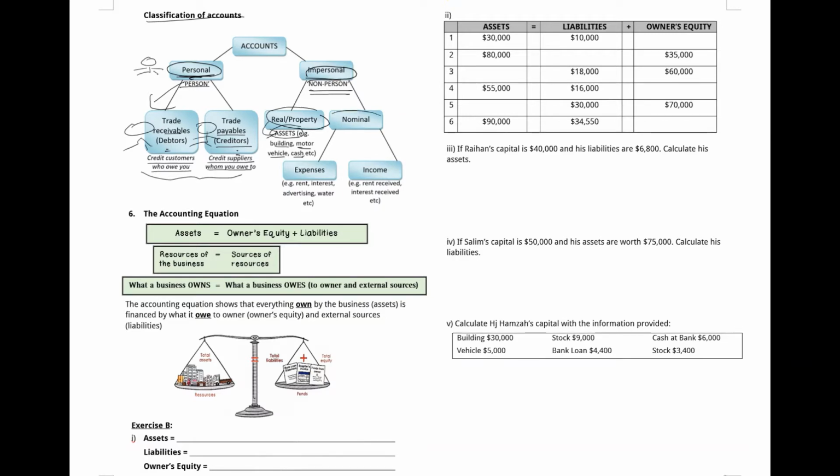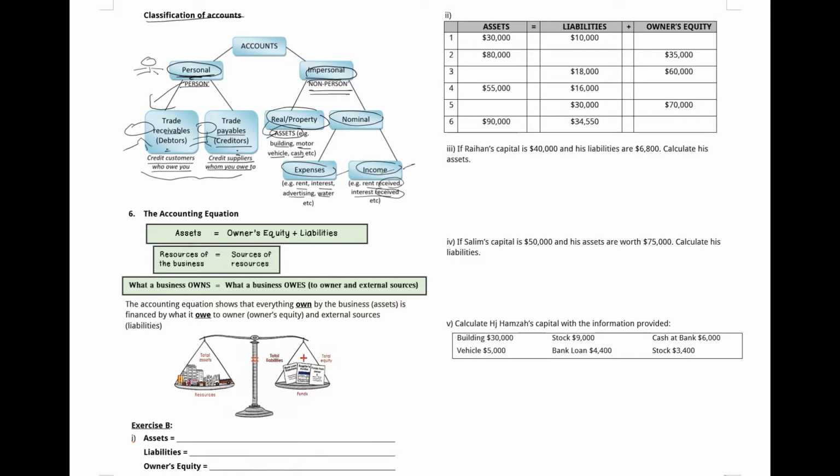Impersonal, nominal. Nominal can be divided into expenses and income. As we have already learned previously, expenses are the money spent in the business operation, like rent, interest, advertising, water, salary and so on, whereas income is what is received by the business, their source of income, for example like sales, rent received, interest received and so on. You see the word receive at the back, and it will mostly be under income.